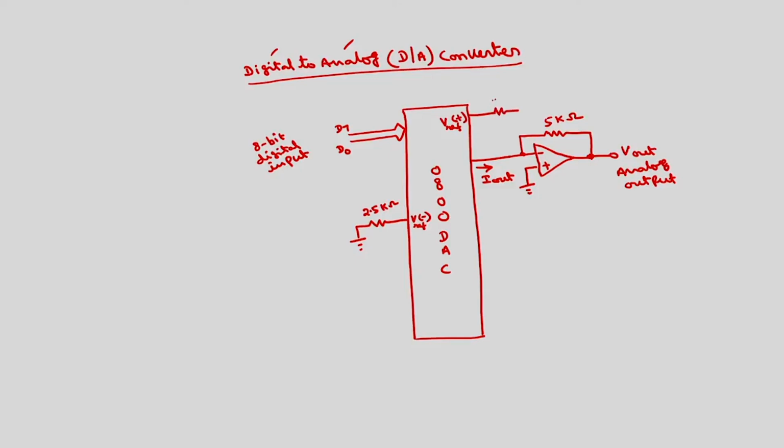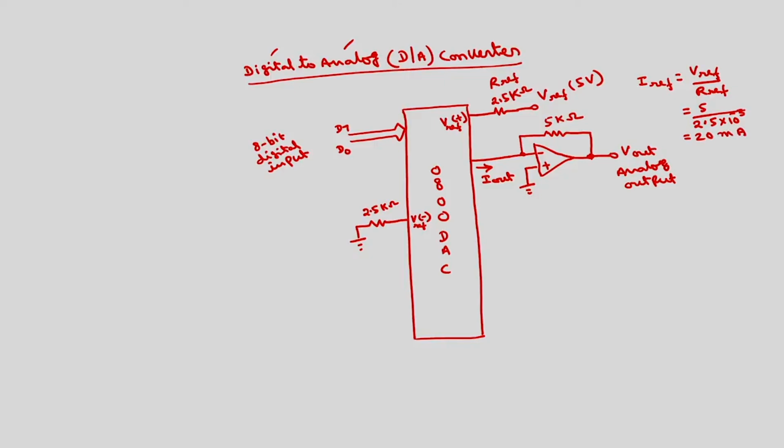V reference plus, we are going to connect through some 2.5 K to some V reference voltage, normally 5 volts to 12 volts. Then the I reference will be given by V reference divided by R reference. So in this case this is R reference. So this current comes to 5 by 2.5 kilo ohms, which is 2 milliamps.